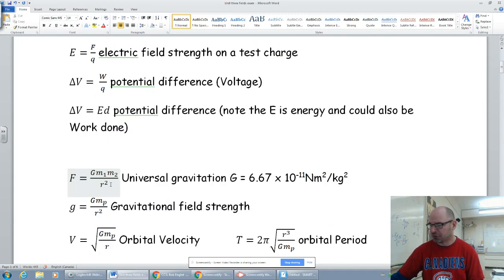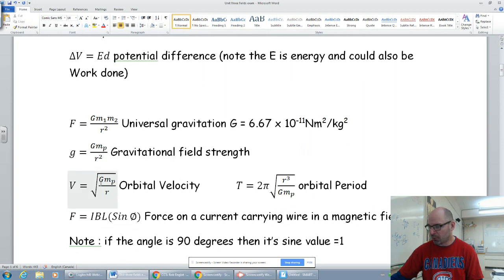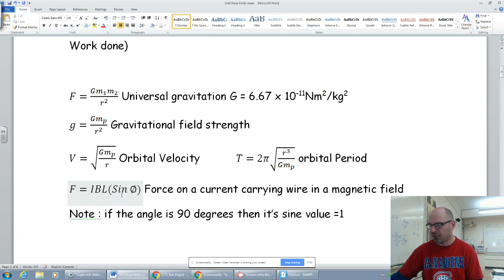We had universal gravitational law from Newton, gravitational field strength around planets, orbital period around a planet, orbital velocity around a planet. Okay, and then we had magnetic fields. In magnetic fields, we had mostly diagrams, but we did have the one formula for magnetic force on a current carrying wire, where note that if psi here is 90 degrees, you get the highest value of 1, which gives you the highest force. Okay, so that's our formula sheet that we're going to use. Pretty straightforward exam in that way.